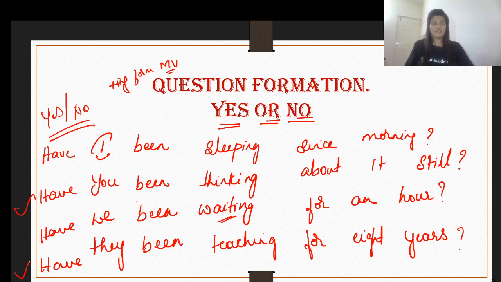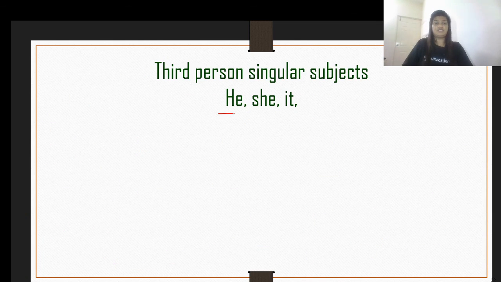Then it is, have they been teaching for 8 years? Again, questioning about the action. Are they or have they been teaching for 8 years? So this is how you frame yes or no questions with the subjects I, you, we, and they. What about he, she, and it? How do you frame your questions?